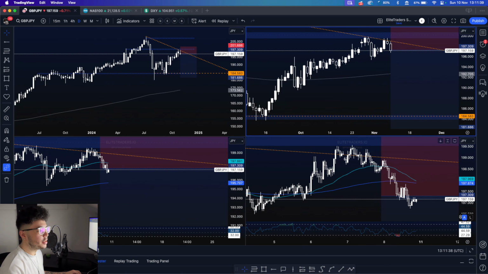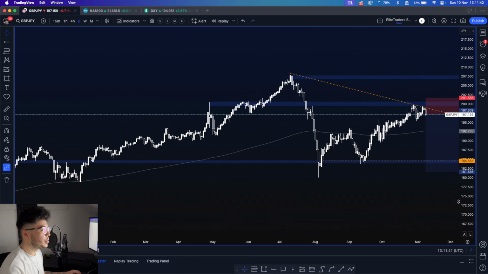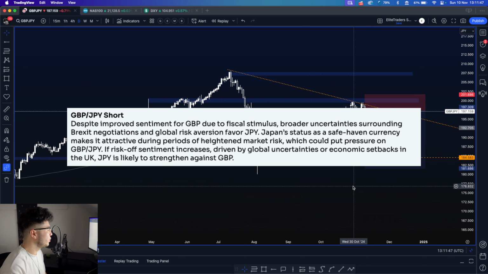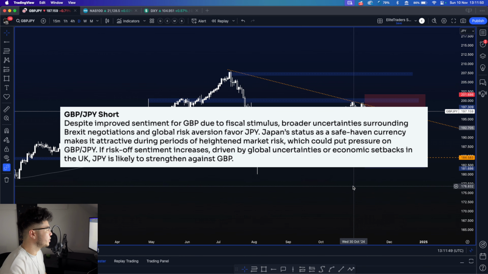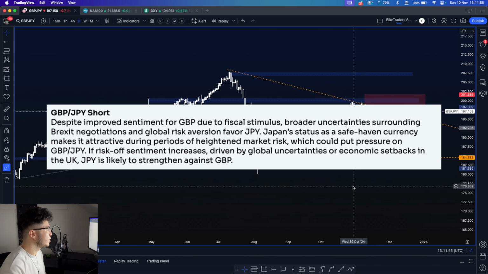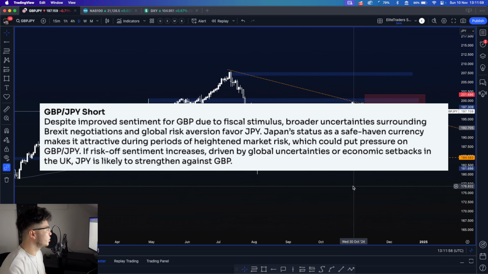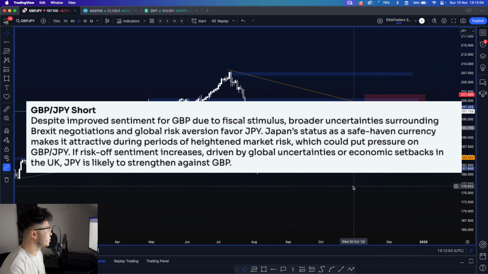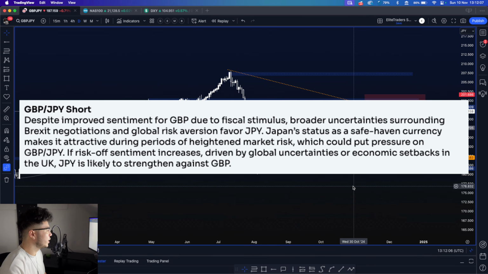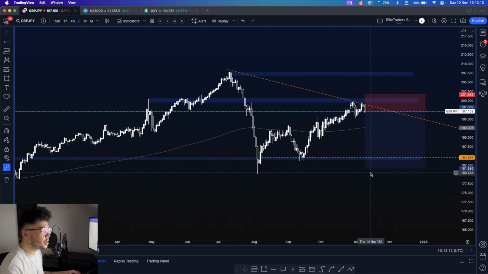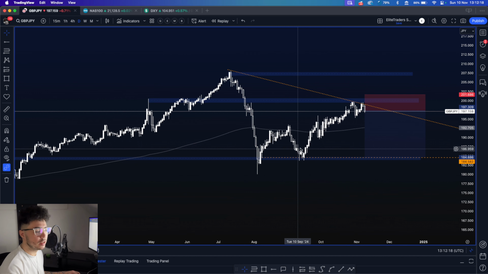Now, the pound yen is the next setup I am actually very interested in. So the reason for this one, despite improved sentiment for the GBP due to fiscal stimulus, broader uncertainty surrounding Brexit negotiations and global risk aversion favor the yen. Japan's status as a safe haven currency makes it attractive during periods of heightened market risk, which could put pressure on the pound yen. If risk-off sentiment increases, driven by global uncertainties or economic setbacks in the UK, JPY is likely to strengthen against the GBP. So there you go. Sounds like a pretty straightforward trade.